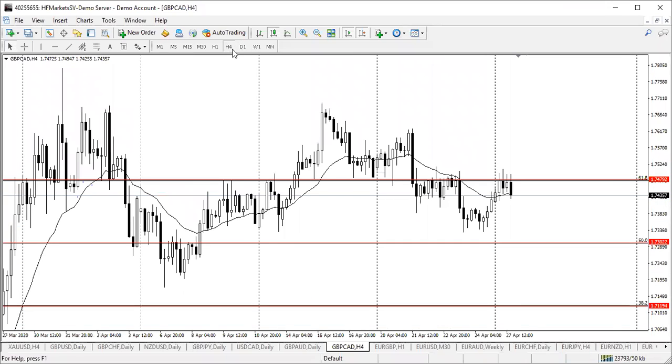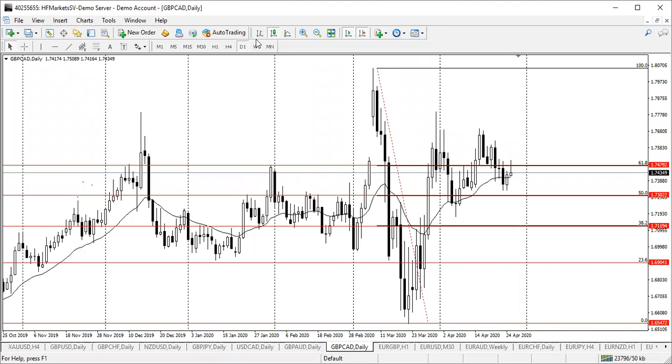So look at what I'm saying. Let me first show you on the D1. Look at what price is doing here. Of course, if you put a trend line, it will be obvious that it's a downtrend. But either you do that or not, look at what price is doing. This is the key level we are watching out for.